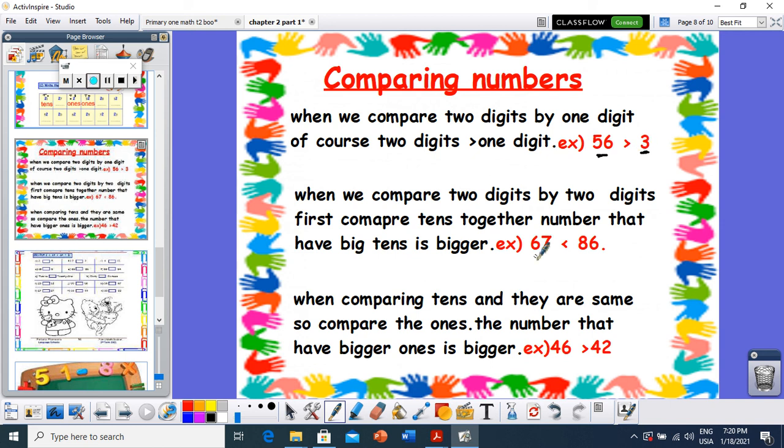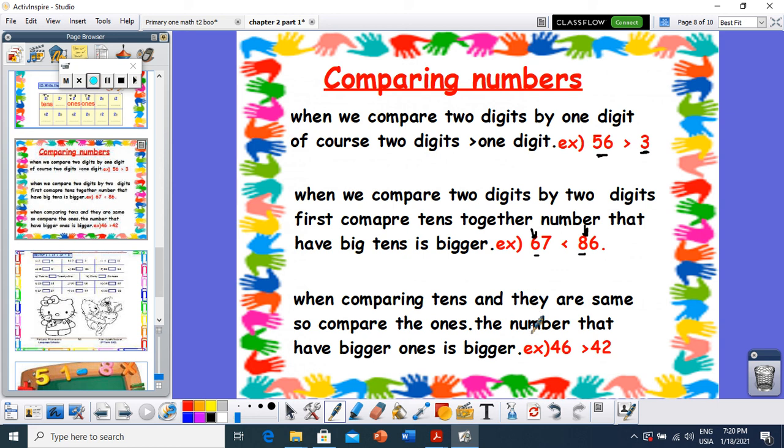When we compare 2 digits with 2 digits, the first step I have to do is look at the tens place. Here I have 6 in the tens home and here I have 8. So I ask myself, which is bigger, 6 or 8? 8. Excellent. So the alligator will open its mouth to 8 to eat 86.